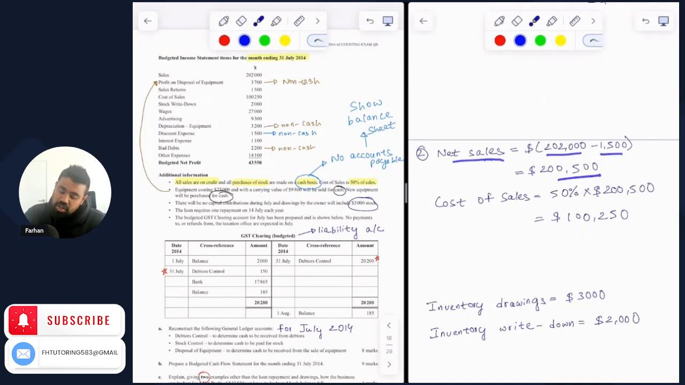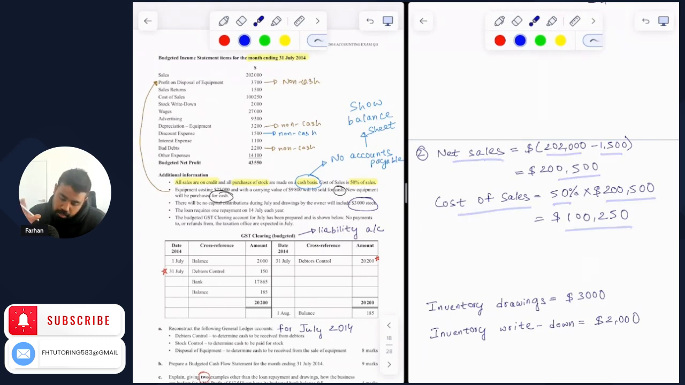Now, given that the question clearly mentions that cost of sales is 50% of sales, which is always the net sales, we just simply calculate 50% multiplied with net sales, and you get $100,250 as the net cost of sales based on the net sales figure that we had calculated earlier.